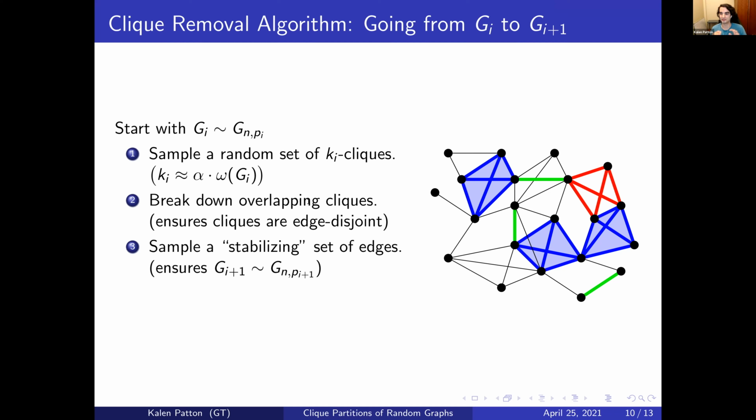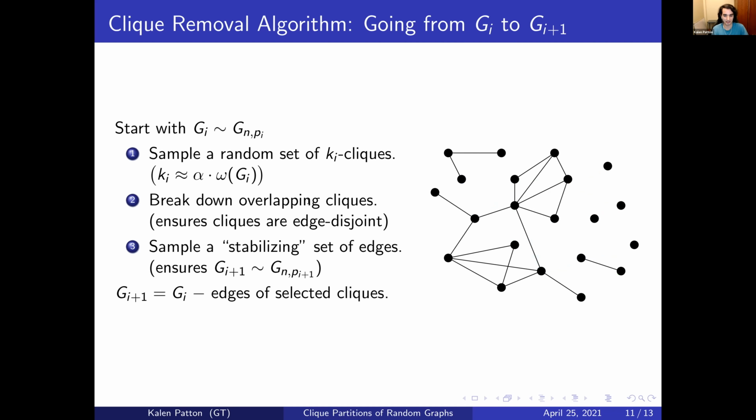So in order to stabilize these probabilities, we also add an additional probability of being selected to each edge as a clique of size 2. And so that guarantees that all cliques have the same probability of persisting, so we can use that as a basis to argue that each graph resembles an Erdős–Rényi random graph. Okay, and then the last step of the algorithm, of course, is we remove the edges of these selected cliques and add the cliques to our clique partition.